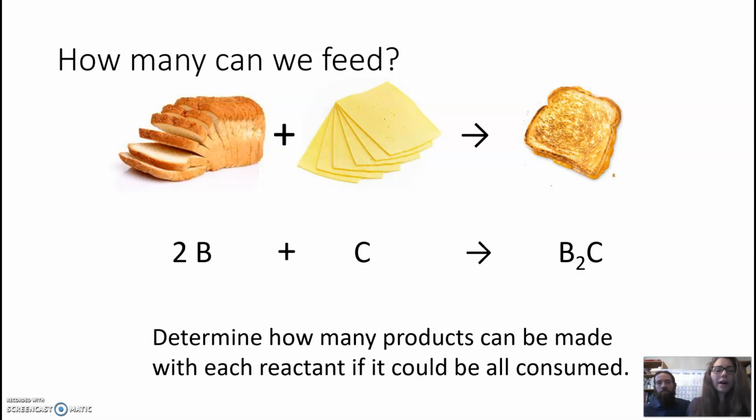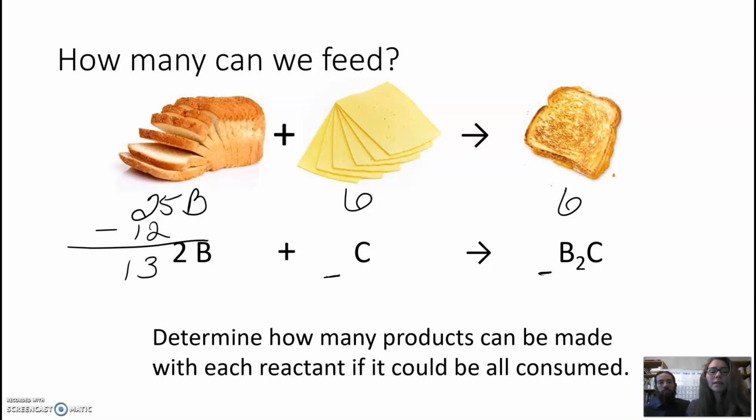So let's say we have 25 pieces of bread and we have 6 pieces of cheese. Right? So since we only have 6 pieces of cheese, 1 cheese makes 1 sandwich. That means we have 6 sandwiches that we made. Well, if we made 6 sandwiches, we used 12 pieces of bread. So if we used 12 pieces of bread, we can find out how much excess we have left over. We have 13 pieces of bread left over. So our limiting reactant was our cheese.